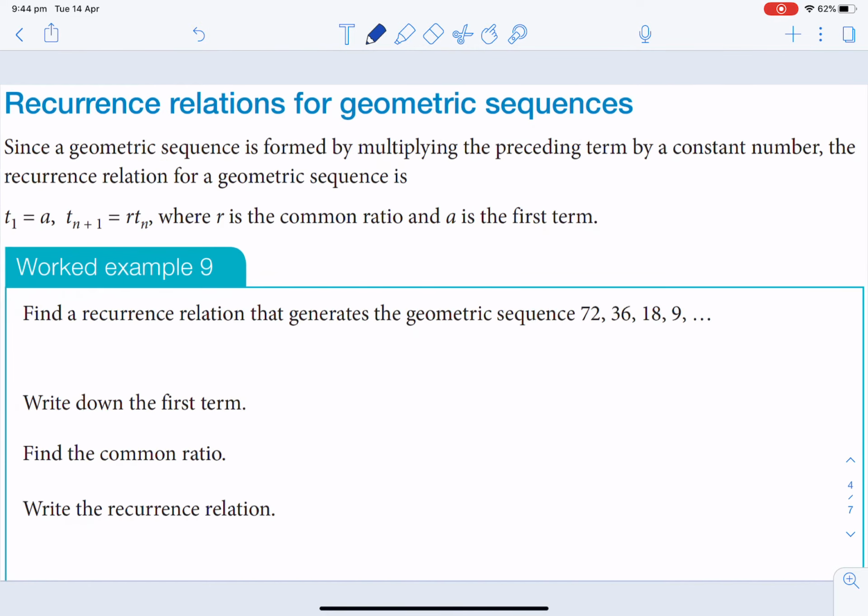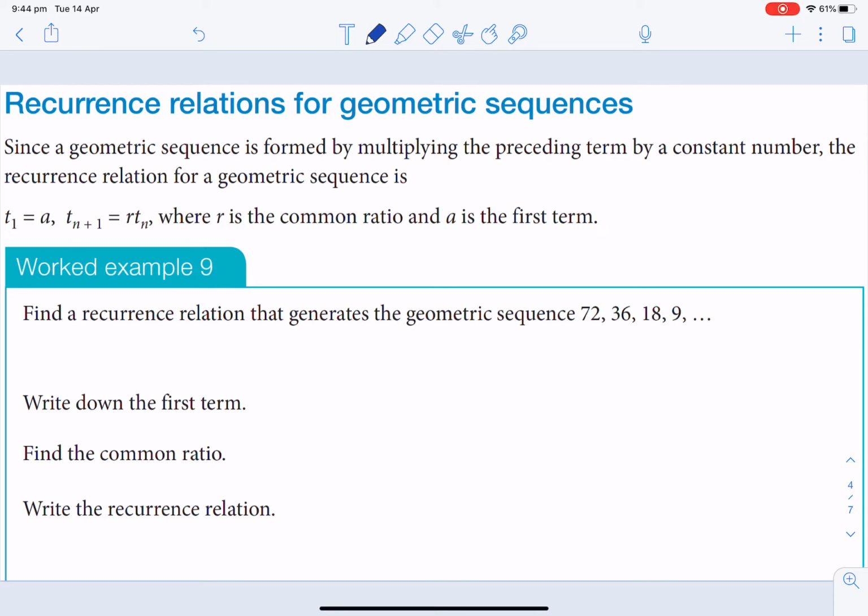All right, moving on to geometric. Recurrence relations for geometric sequences. Remembering with geometric, we needed our initial term and our common ratio. Since a geometric sequence is formed by multiplying the preceding term by a constant number, the recurrence relation for a geometric sequence is T of 1 equals A, T of n plus 1 equals R T of n, where R is the common ratio and A is the first term.